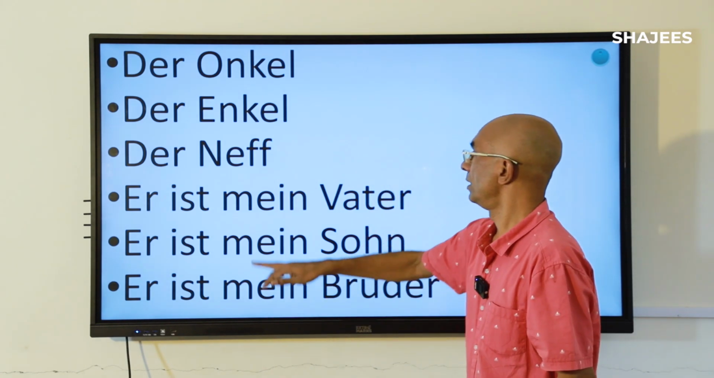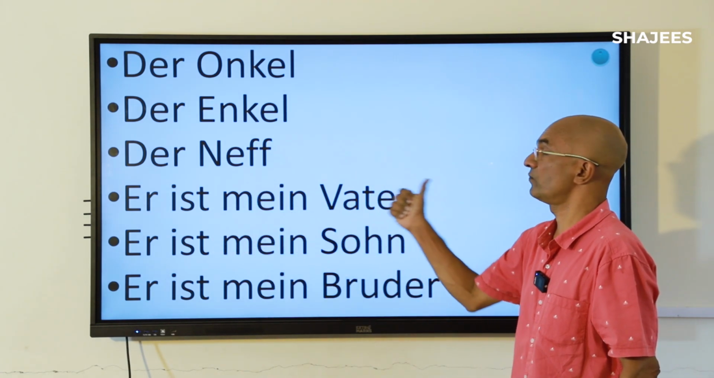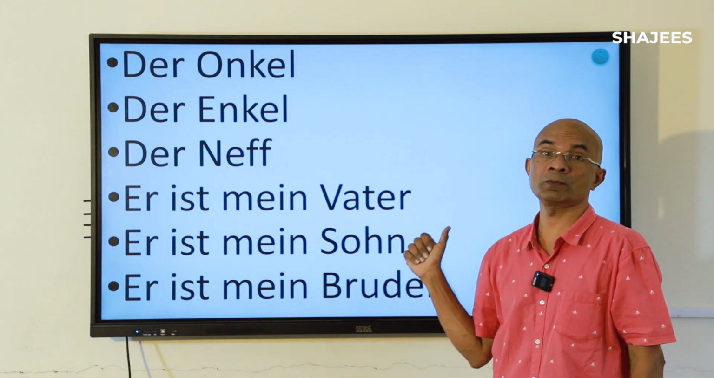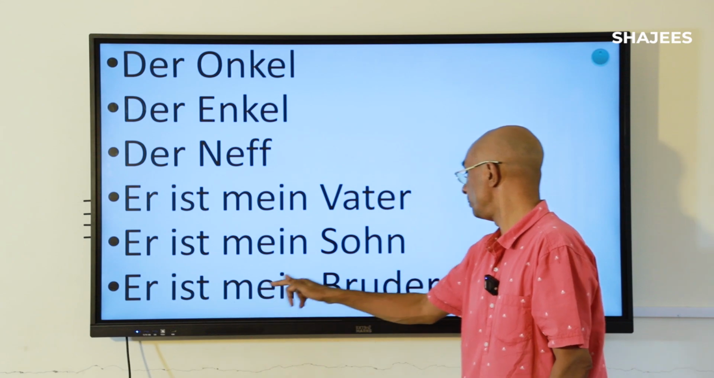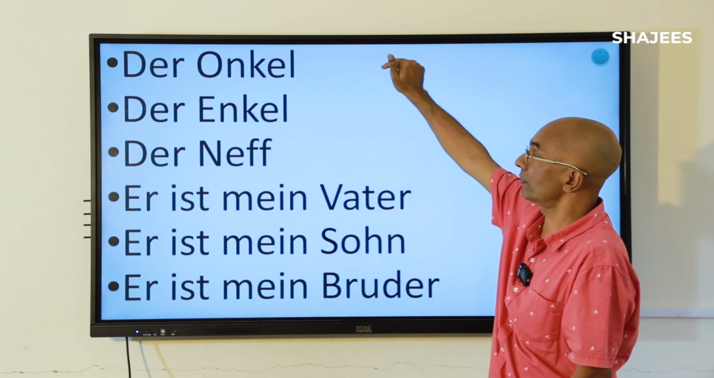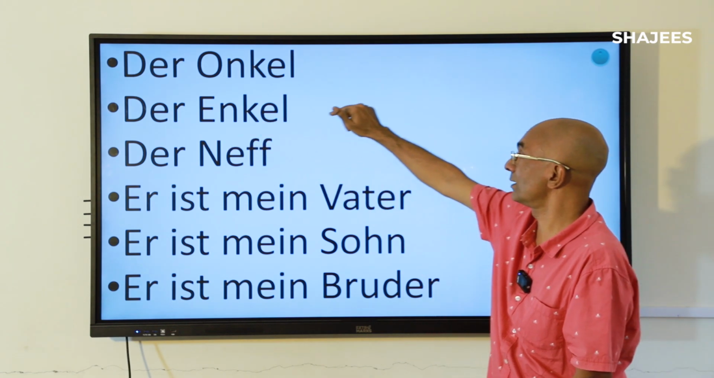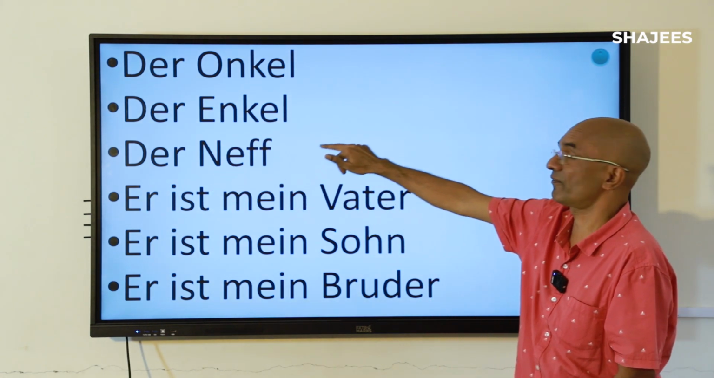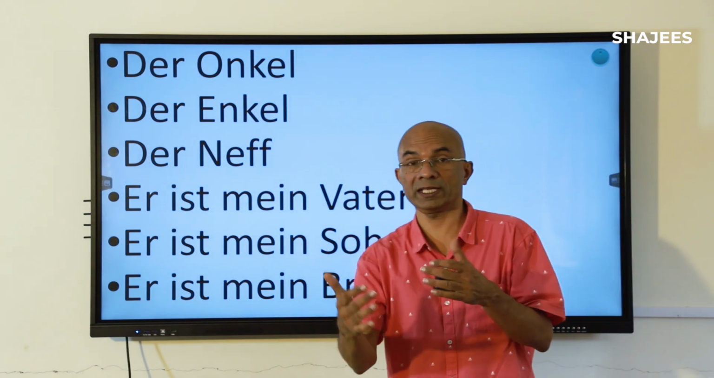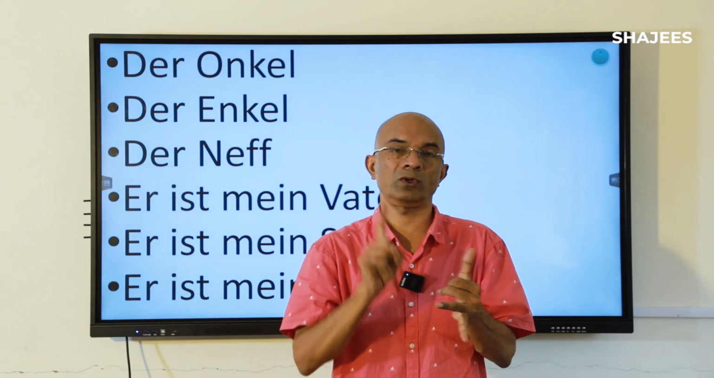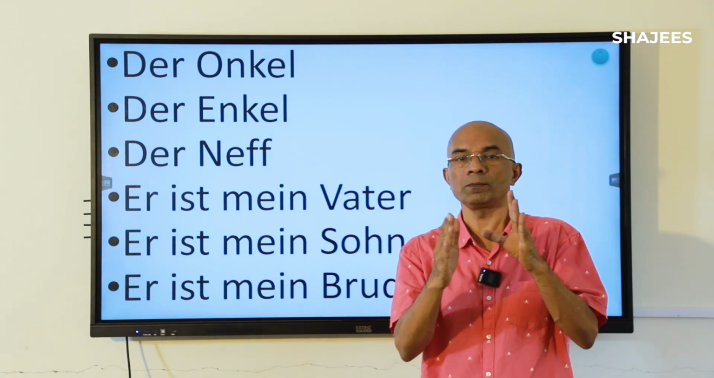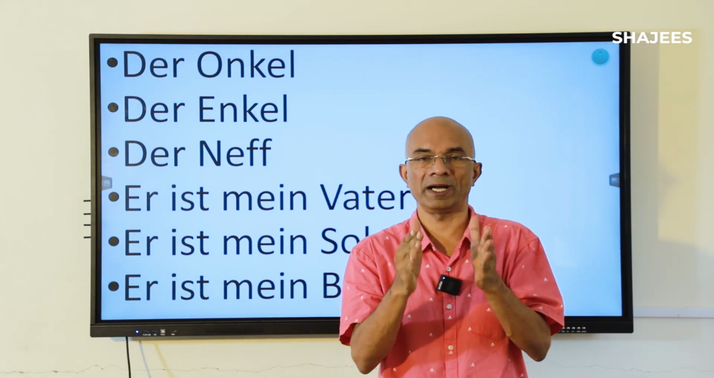Therefore, we can say, Aries, he is my father. Aries, my son, he is my son. Aries, my brother, he is my brother. Okay, then we have, Aries, my uncle. Aries, my nephew. So here when we want to say mein, neutral or masculine, these are masculine which you are learning. All masculine, we put mein.